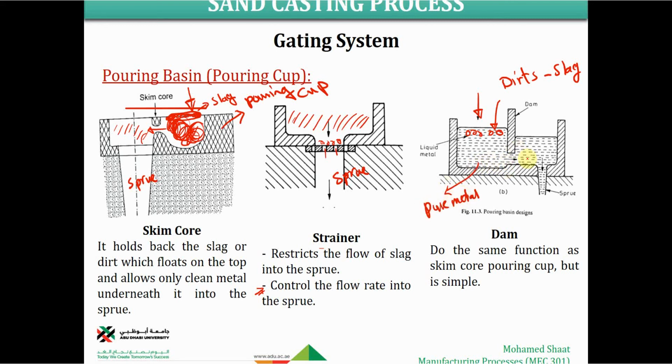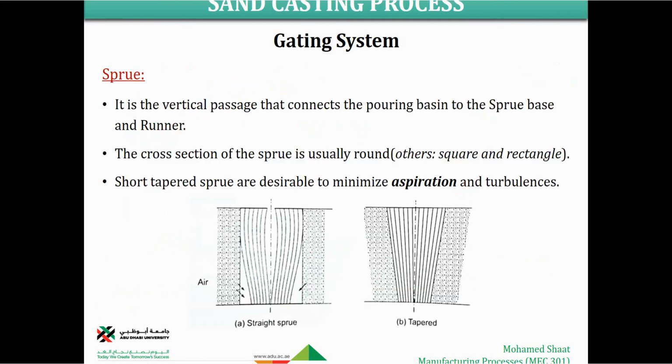So the pure metal is the thing that is going to be allowed into the down sprue, and all of this area is just pure metal. So all of these are different methods and approaches of preventing the slag from falling into the mold cavity while using the pouring cup, by using skim cores, strainers, or dams over the pouring cup. Make sense? The second element that we're going to consider here is the down sprue.